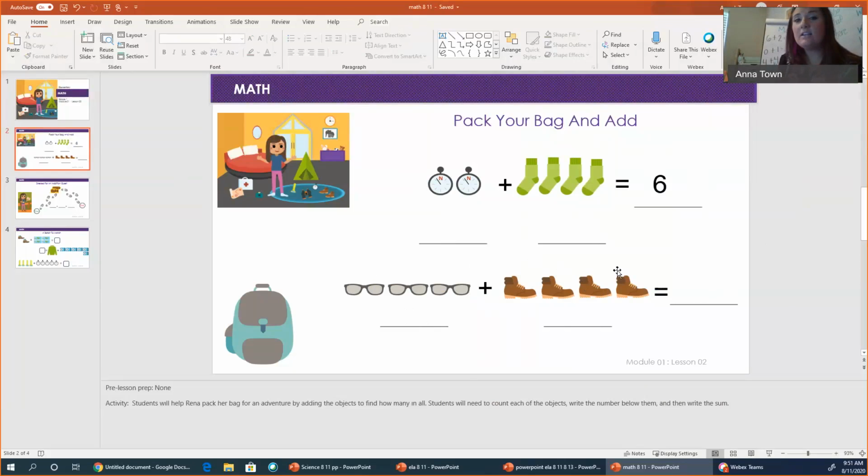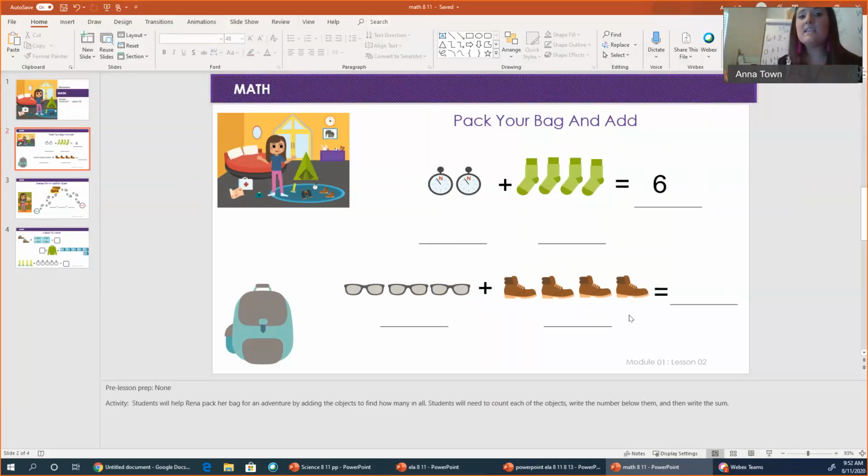Now I want you to take a look at the boots. How many boots do you see? 4. 1, 2, 3, 4. So we would put a 4. 3 plus 4 equals is our equation. So we have 3 as an add-in and 4 as an add-in.